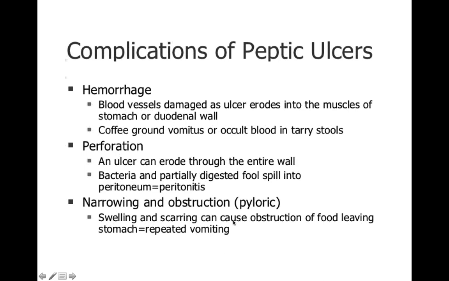So the patient will have repeated vomiting. This thing also is important, but if you are asked what is the most common complication, it is hemorrhage. The perforation can occur, it can erode the entire wall, and there can be spillage of the contents of the stomach leading to peritonitis.